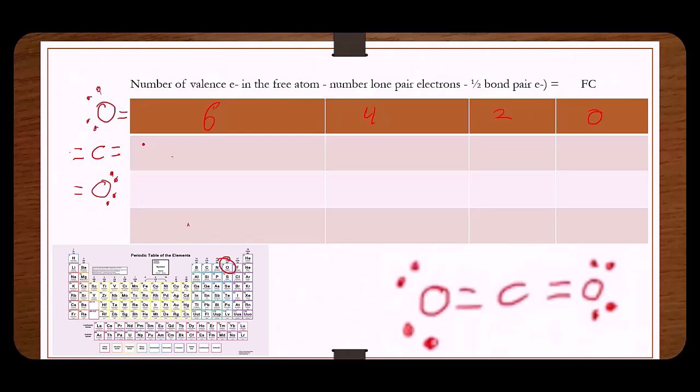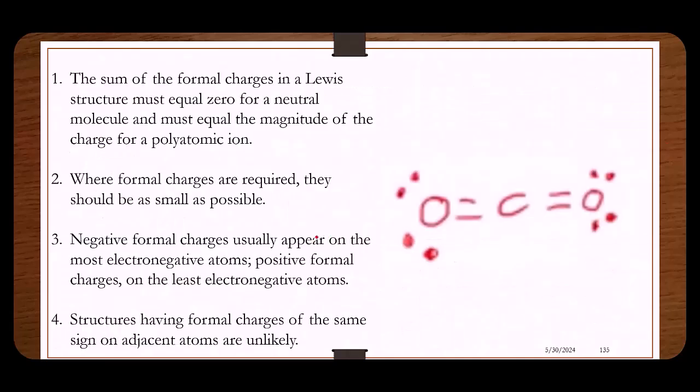With carbon, carbon is in the 4th group, which would give us 4 valence electrons for a free atom. There are no lone pair electrons, and there are 4 bond pair electrons, which would give us 8 valence electrons total, and we get half of those, so that would be 4 valence electrons. And 4 minus 0 minus 4 would be 0. And this oxygen is essentially the same as the oxygen on the top row, so I'm going to put 0 there, and we have 0 formal charges on all 3 atoms. We determined that this had a formal charge of 0 and that it was a neutral atom.